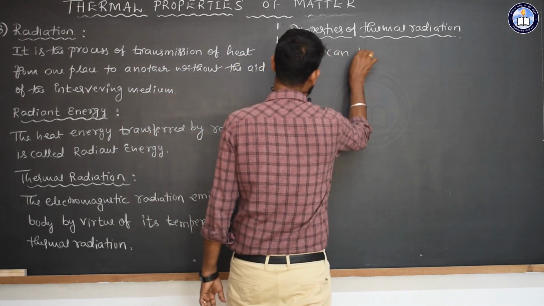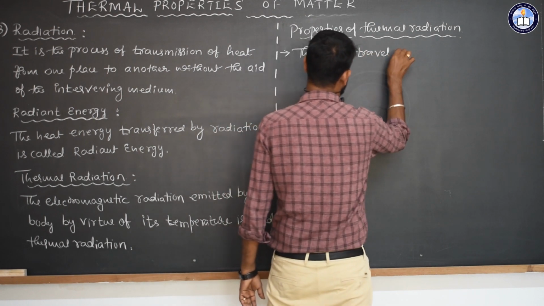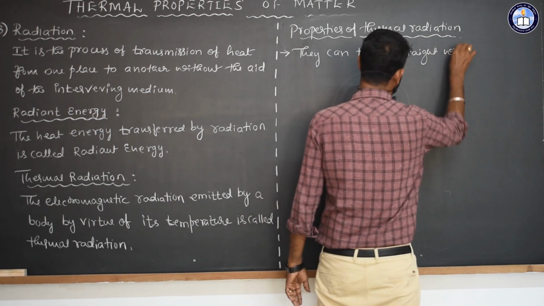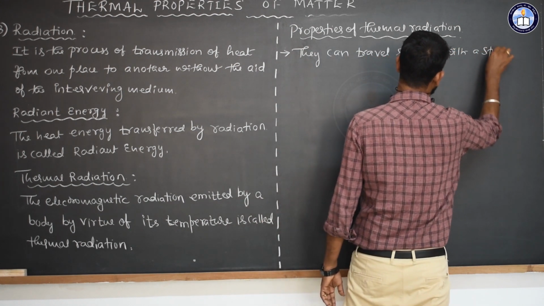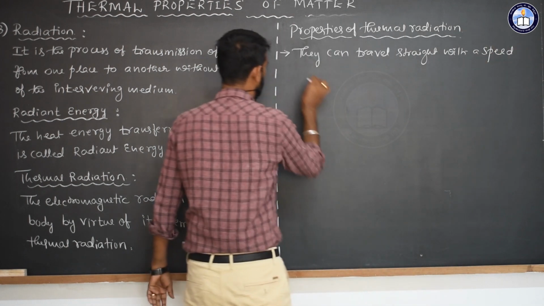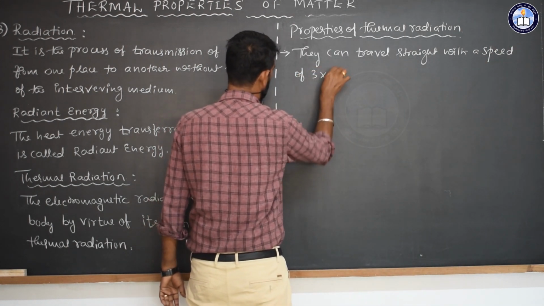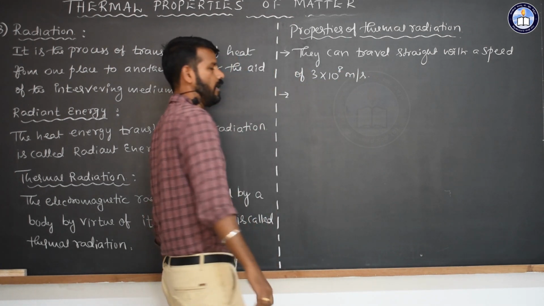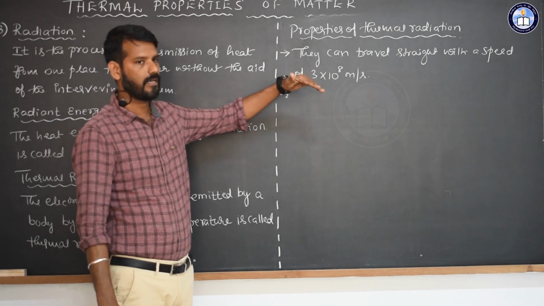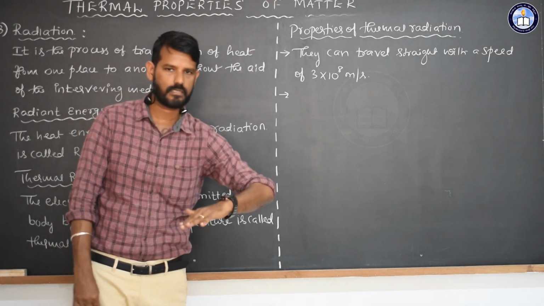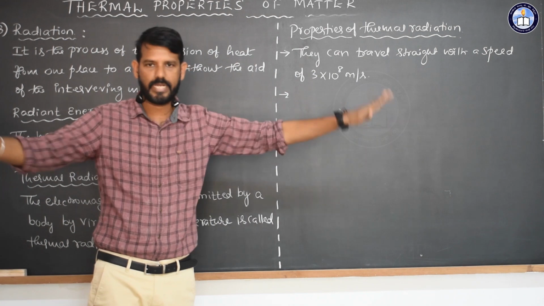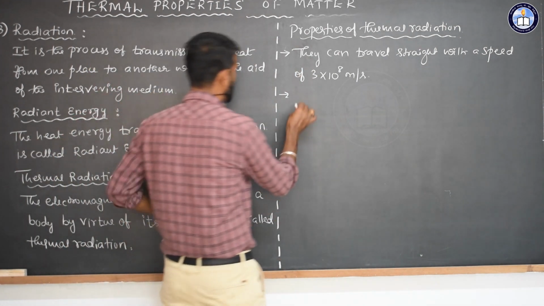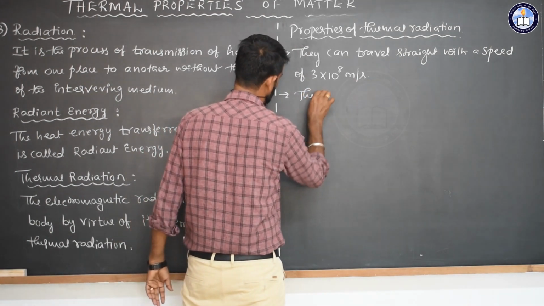They can travel in a straight line with a speed of 3 into 10 to the power 8 meter per second. And we know that these radiations travel from the sun's atmosphere to the earth's atmosphere without any intervening medium. That means a medium is not required for the propagation. Okay, they can travel in vacuum also.